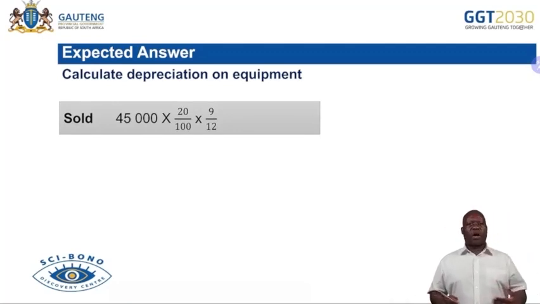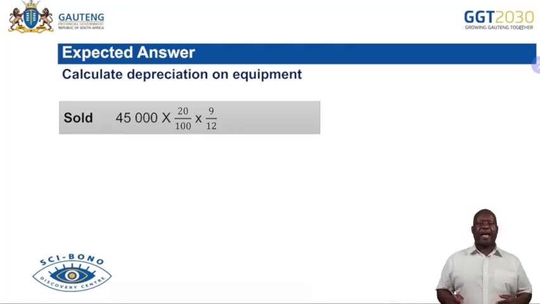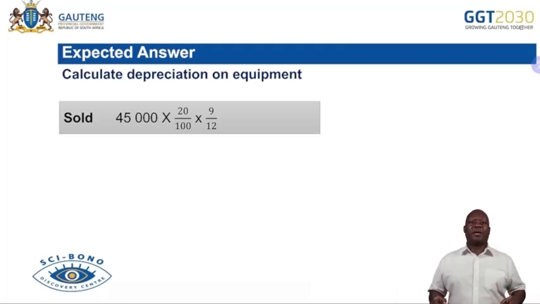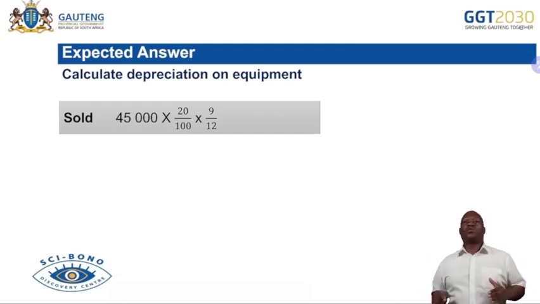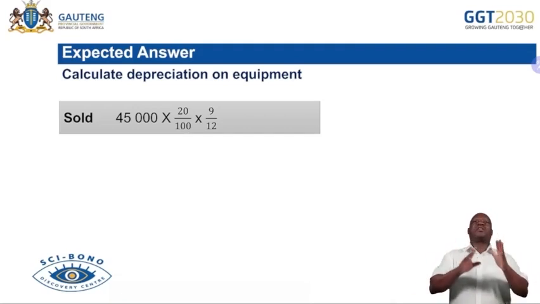Let's go to the sold one. Remember, the cost price of the sold equipment was 45,000. And the rate, it's 20%. So it's 45,000 times 20 over 100. But we also need to check, it was sold during the year. What does that mean? It means we need to check how long this asset was in the business before it was sold. Our year started in March. So let's check from March to 30 November.